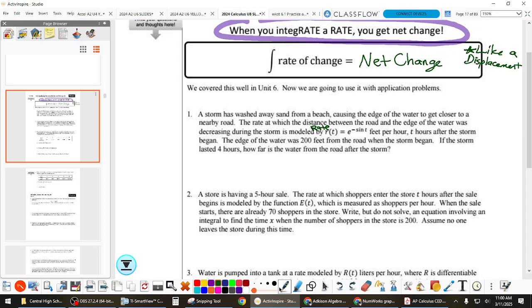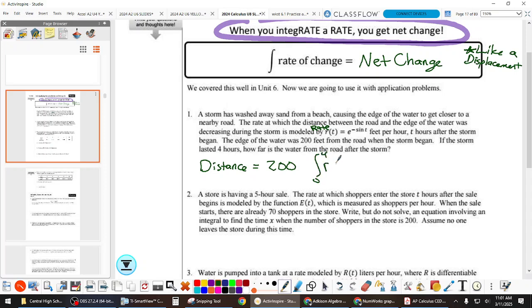So that's a rate. You would say 200 plus the integral from 0 to 4 of e to the negative side of dt. So I'm going to do distance. Okay, now you have the right idea for sure. I'm just going to change one thing.